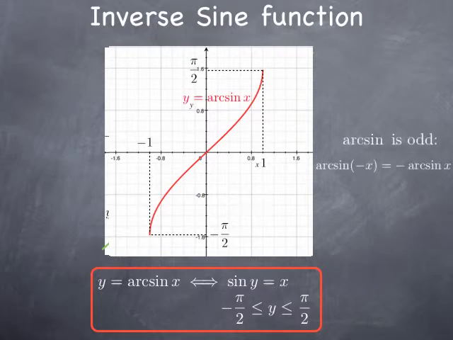In other words, the fact that the origin is a center of symmetry for the graph of the restriction of sine to negative pi over 2, pi over 2, this property is preserved by reflection about y equal x. So the origin is again a center of symmetry for the graph of arcsine, which means arcsine is an odd function as well. In other words, if I plug negative x into arcsine, I get negative arcsine of x.